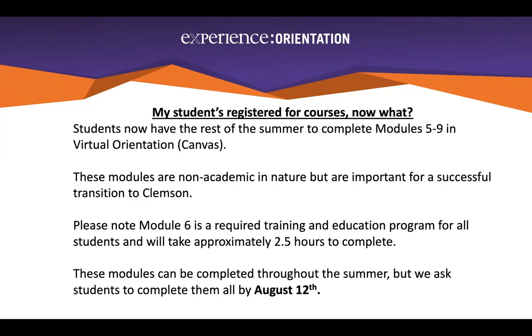All right, so your students completed course registration. Now what? Well, now's the time to start the remaining portions of virtual orientation. Modules 5 through 9 can be started. We recommend taking care of advising and registration first to keep it simple, but once that's done, students should start modules 5 through 9. The program is self-paced, and we just ask that modules 5 through 9 be completed by August the 12th.